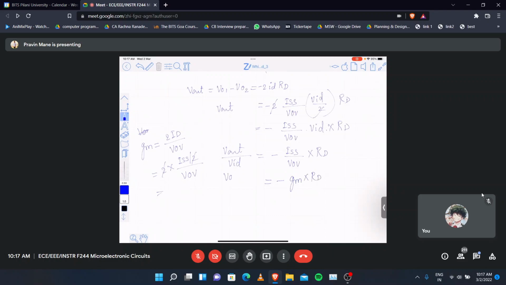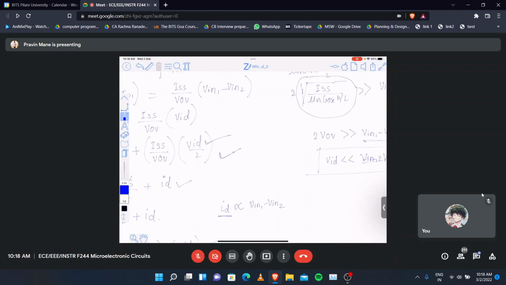Vout is VO1 minus VO2. VID is Vin1 minus Vin2. Right? So this is the gain that we are getting in the case of a differential amplifier. So I have shown you this with the help of small signal analysis. Now the same thing can be done by using the formula. So we are going to see it.